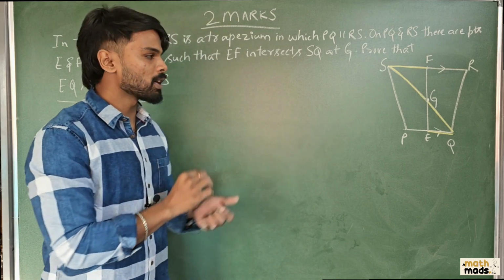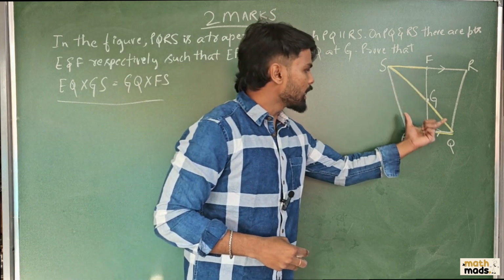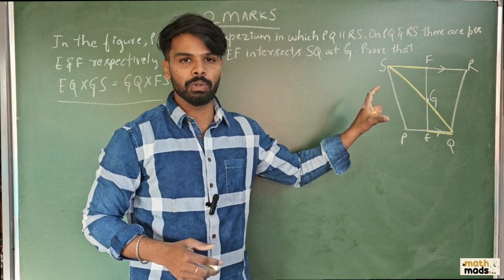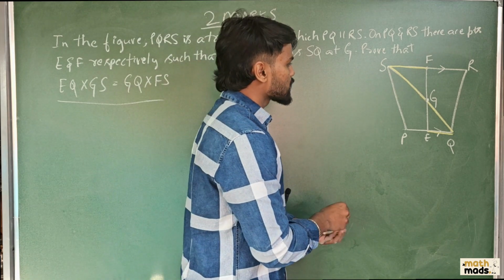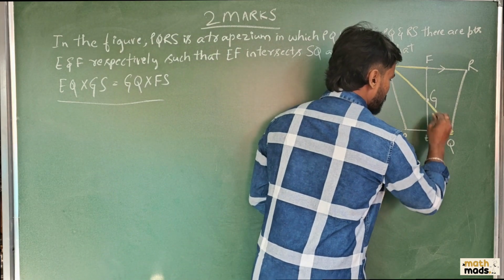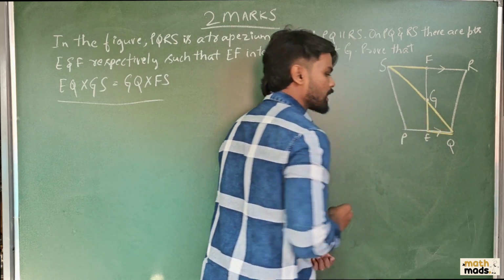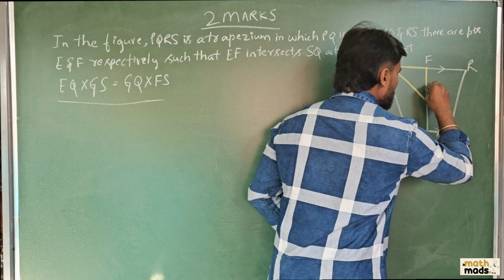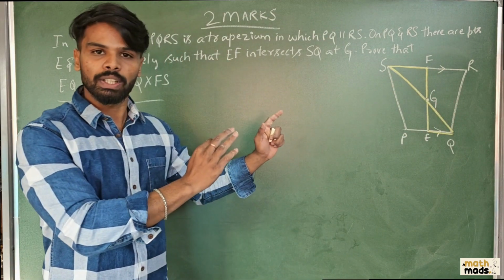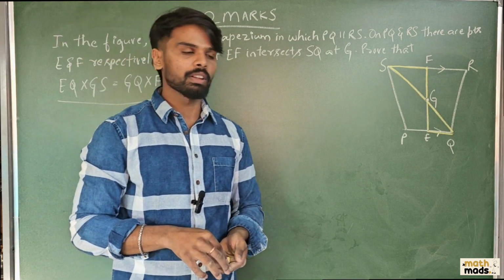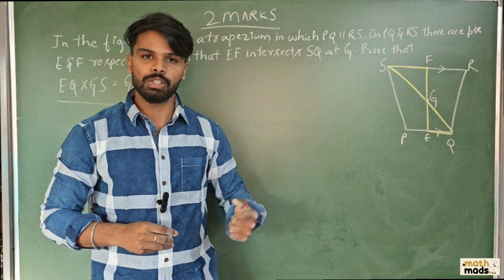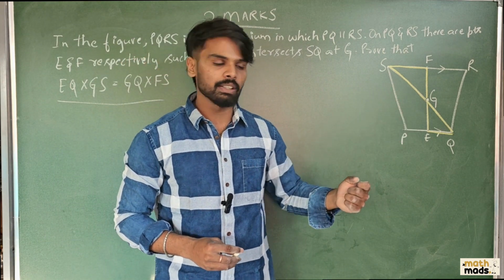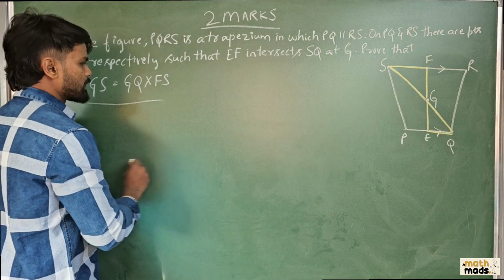Now, if you can observe, we have to consider triangles such that all these four sides are included. Now, which are the two triangles which we can consider? The one which we can consider is GEQ and the other triangle which we can consider is GFS. So these are the two triangles. Now, straight away we can't take the ratios of this because we don't know yet whether they are similar or not. So let me consider these two triangles.